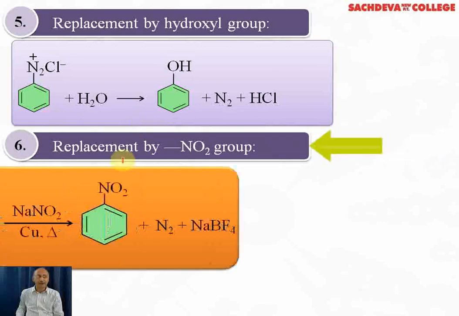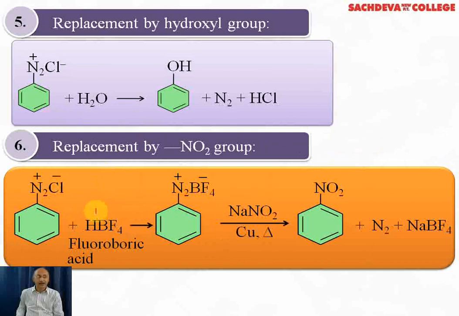Replacement by NO2 group. For replacement by NO2 group, first diazonium chloride is treated with HBF4, fluoboric acid, and we get benzene diazonium tetrafluoroborate. It is heated with NaNO2 and copper. We get nitrobenzene plus nitrogen plus sodium borofluoride.